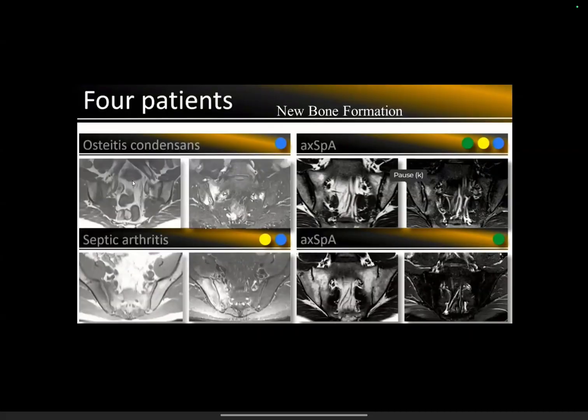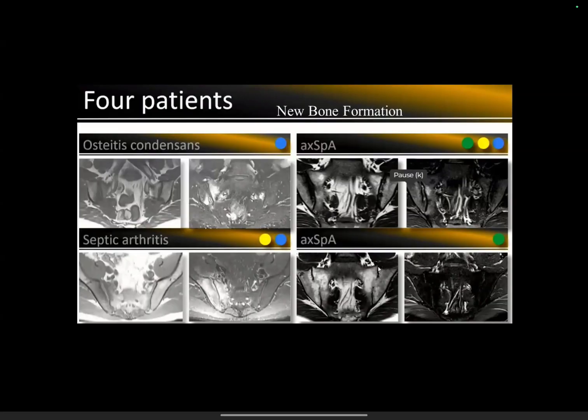So the diagnosis that was made was osteitis condensans ilii. We'll be discussing what it is. This is the case of axial SPA, where the structural lesions and the bone marrow edema were both present. Here, because there was intense and disproportionate inflammation and there was some enhancing component also, this was septic arthritis and this was also axial SPA, even though this was actually more chronic.